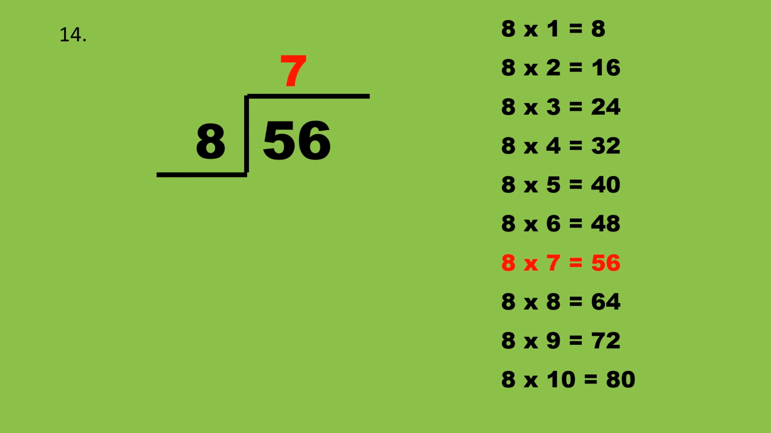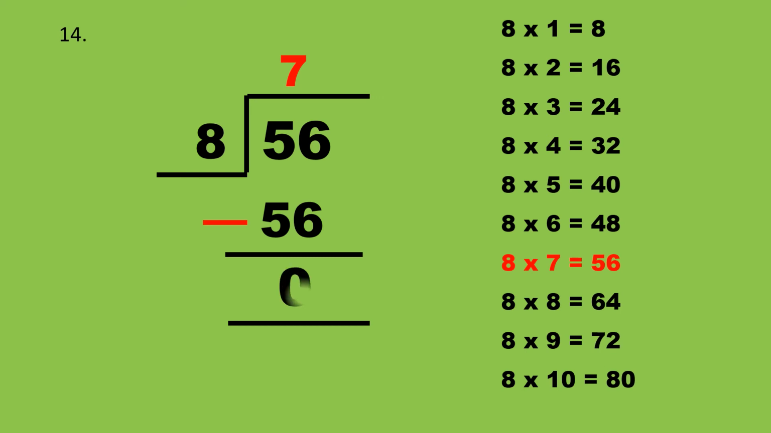So 8 sevens are 56. And now what will we do? We will put the minus sign. After putting the minus sign, we will put one line here and the other line here. And now we will subtract. So 56 minus 56 equals 0. Clear, children? So the answer is 7. What is the answer? 7. Okay. Now come to the next sum.